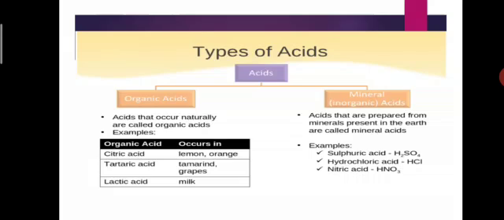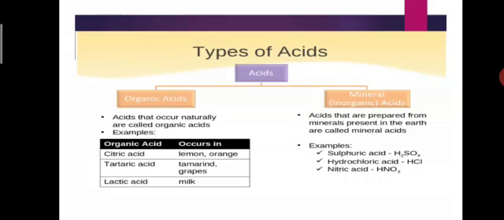Acids that occur naturally are called organic acids. Students, organic means natural. So whatever acids we have found naturally, we can say that they are organic acids. Some examples of organic acids: citric acid, found in lemon and orange; tartaric acid in tamarind and grapes; and lactic acid in milk. So these citric, tartaric and lactic acids all occur naturally. They are known as organic acids.